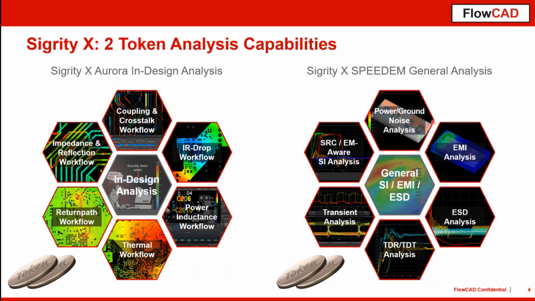These two graphics are intended to give you an overview over the tools and applications available. On the left side, you will see the tools you can use to get started with the simulation. As a cockpit, you can, for example, start with the Sigrity Aurora in-design analysis and then perform subsequent more in-depth analysis. The analysis with SpeedEM on the right-hand side is then aimed more at expert level. So get ready to discover the versatility available to you with the Sigrity X token licensing model.